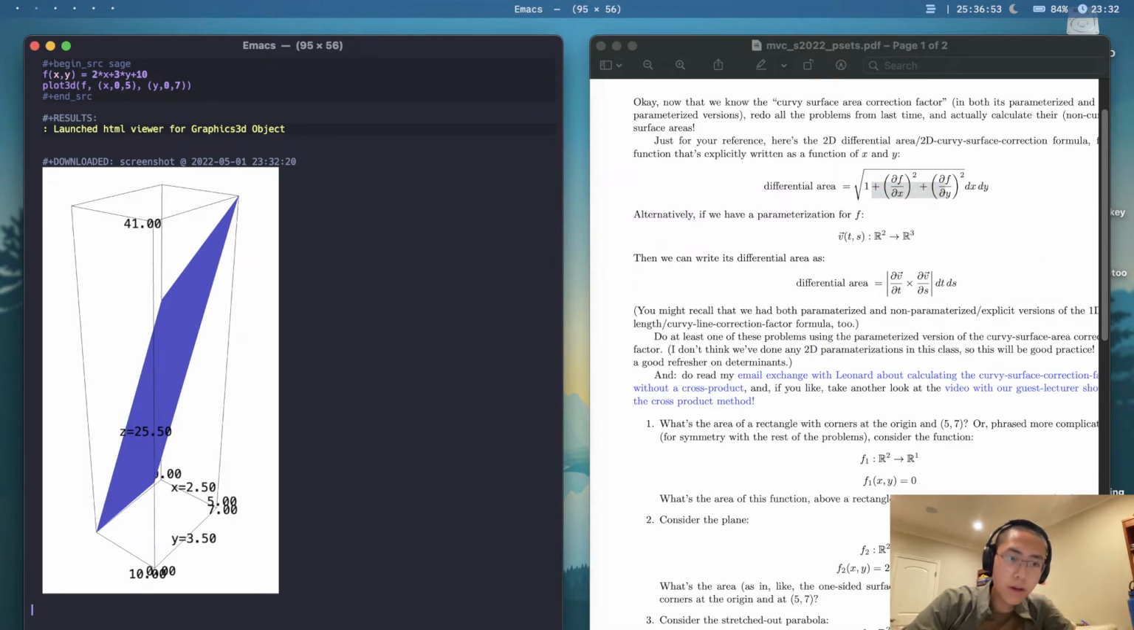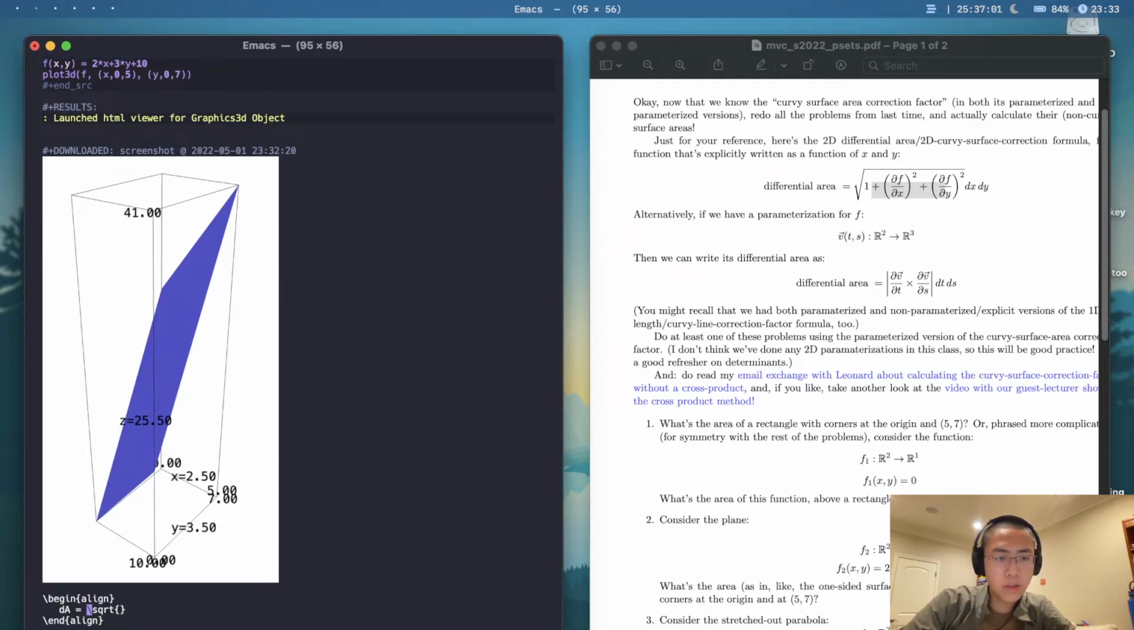So solving for what the actual dA is here, we are given the square root of 1 plus the partial f over partial x, copy this once again, and both of these things squared, the partial f over partial y.